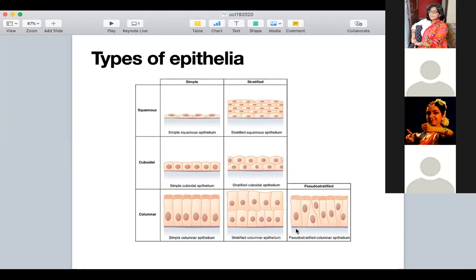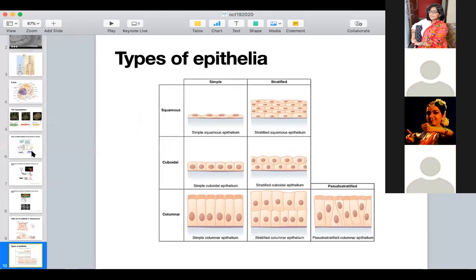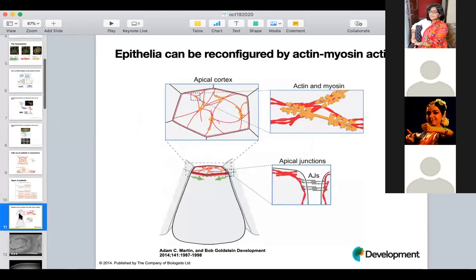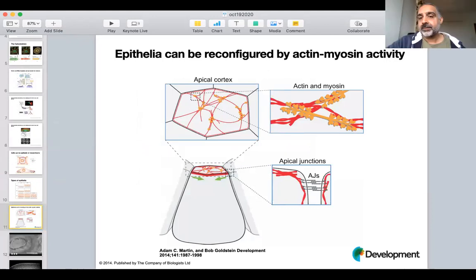I'll come back to this in a subsequent lecture because pseudostratification and the mode of division in pseudostratified epithelia deserve more attention than I'm able to give right now. Okay. So, any questions so far? I haven't done this so much justice yet, but it will all come together soon.